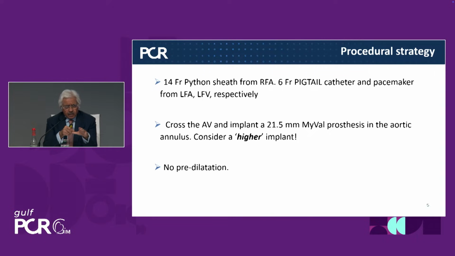The procedural strategy is clearly outlined: a 14-French Python sheath from the right femoral artery. The contralateral artery and vein are going to be punctured. A 6 French pigtail catheter from the left femoral artery, and the left femoral vein with a pacing wire. Cross the valve, implant a 21.5 millimeter Myval prosthesis. Consider a higher implant, as we have discussed. No predilatation is going to be performed. It's going to be a direct implant, keeping in mind the low calcium.